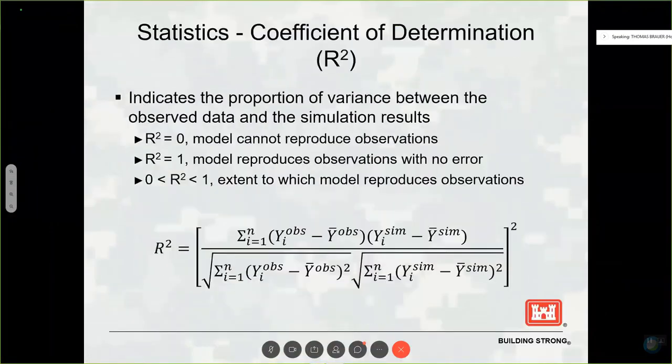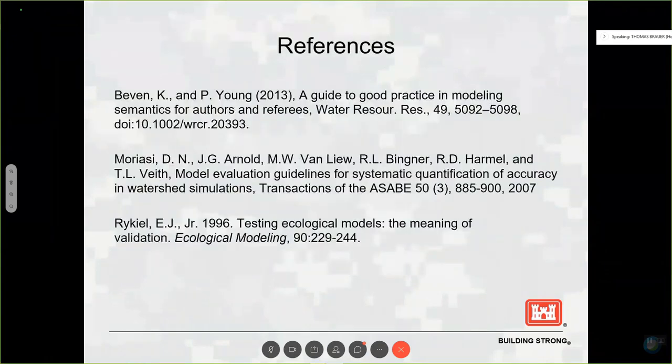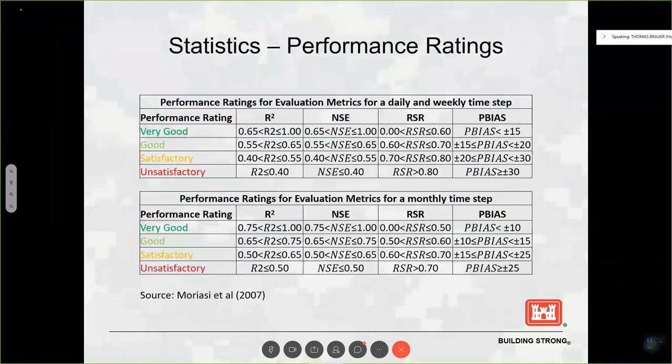Yeah, let's take a look at that. So here's the table. The published ranges say daily or weekly time step. One thing you'll notice is as the time step decreases, these ranges only get more relaxed. So we just went from, if you're doing monthly time step, good is 0.75. If you're doing daily, good is 0.65.